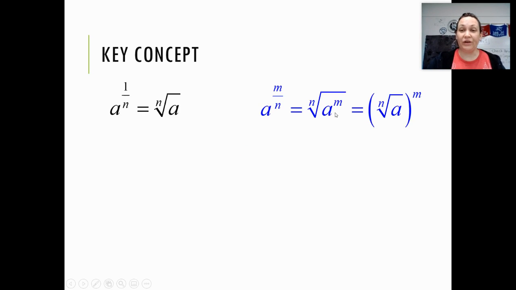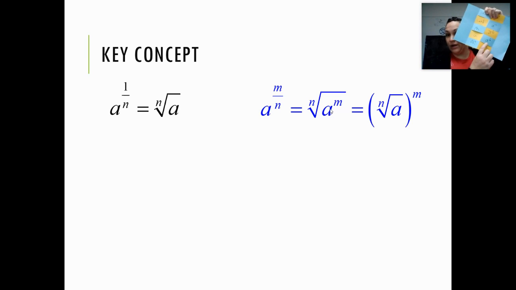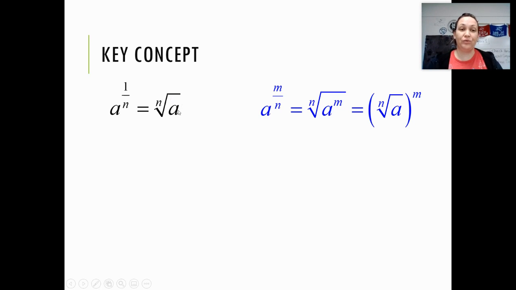These are the generic ones that we wrote down in our secret compartments. So right here we had a to the 1 over n. And then on the inside, we wrote down that that means to take the nth root of a. The denominator becomes your index. And then for the very last one that we wrote down, we had a to the m over n. So we had a different number than 1 for our numerator.